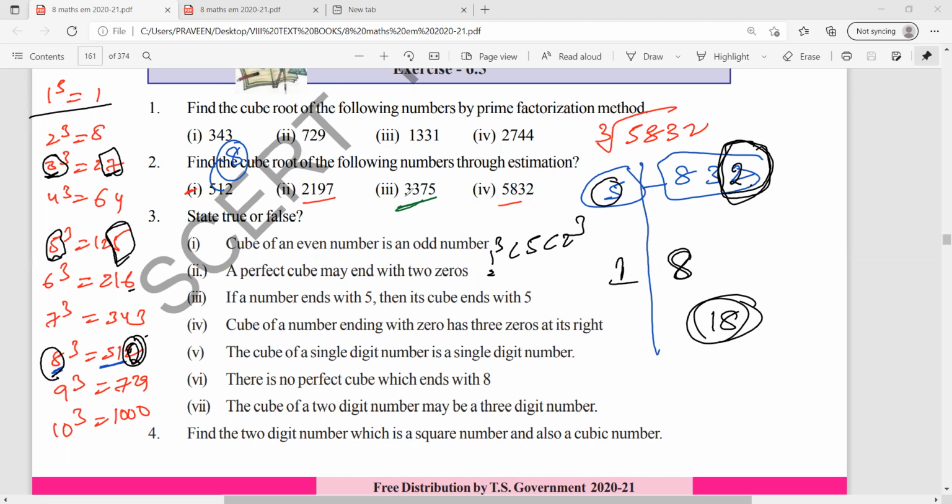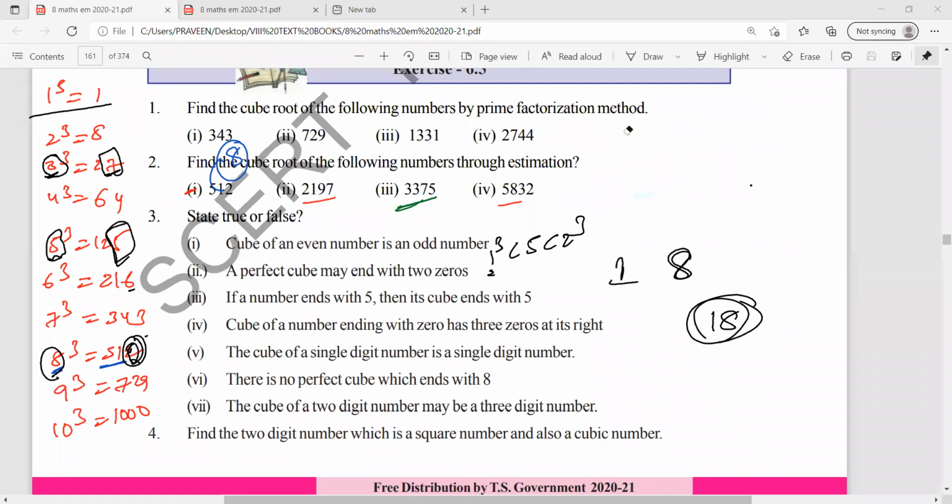It's very clear, right? The estimation process means this. Along with the factorization process, the concept is clear. You can find the cube root by using the estimation process or by using the factorization method, and the answer must be the same. With this, we have completed the two bits. I hope it's very clear.